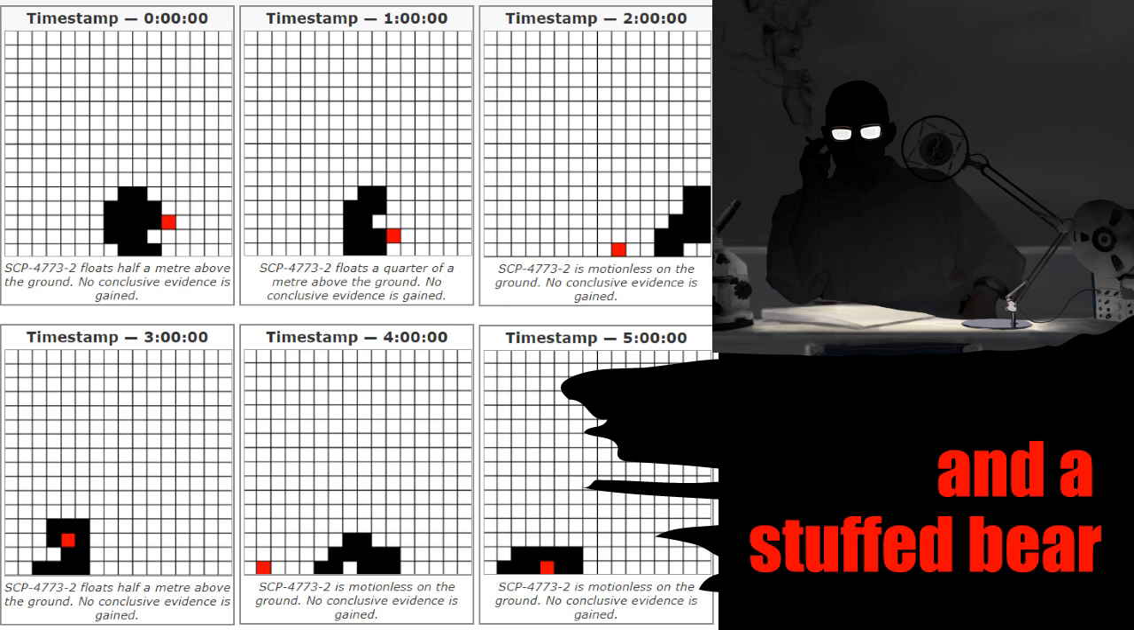SCP-4773-2's location can be ascertained from the placement of the red tile. 5 hours into testing, procedures were halted, as no conclusive evidence was able to be drawn. The data sets can be found below. Testing concluded on April 18, 1996.